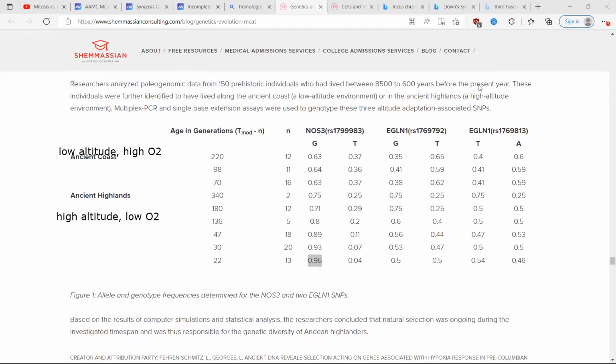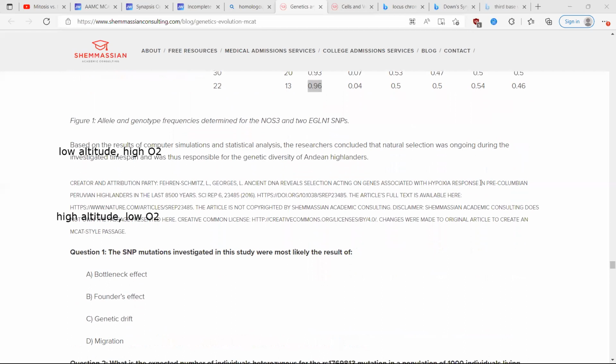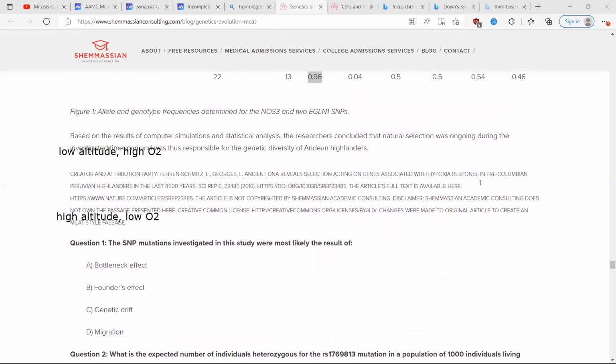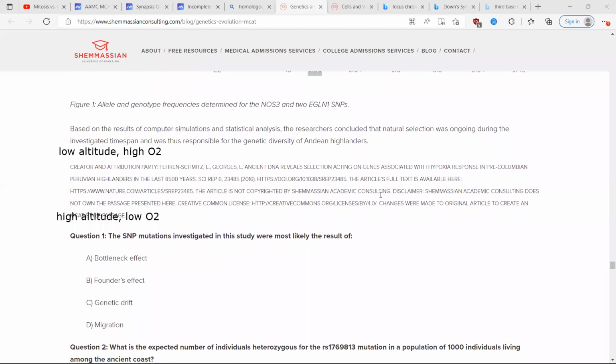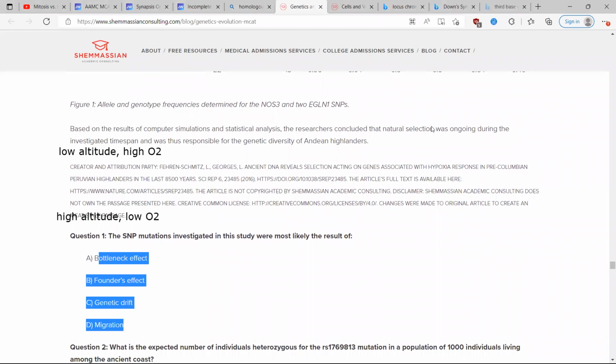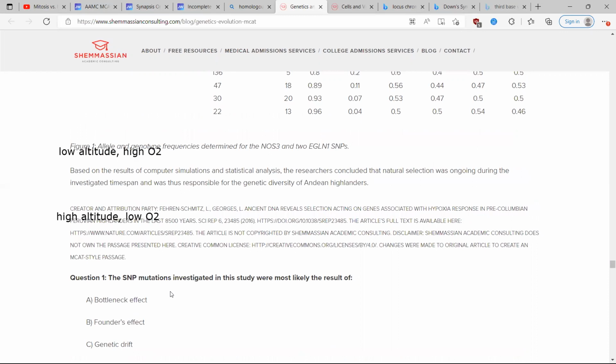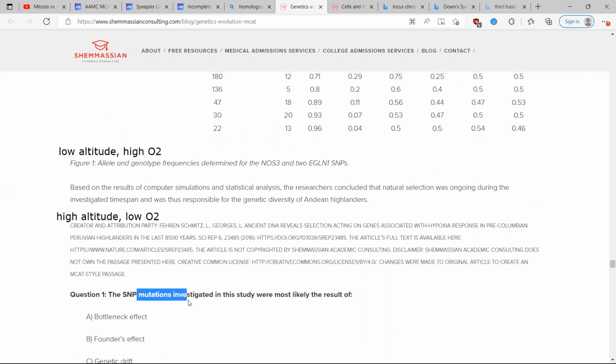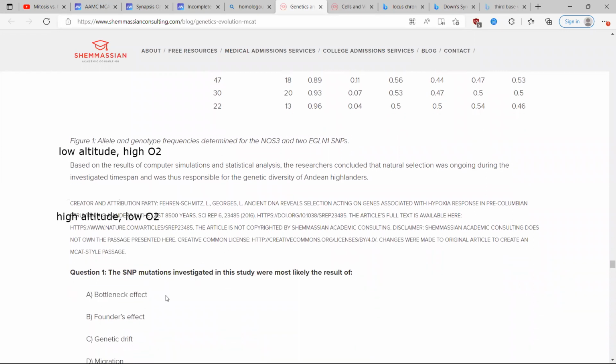So what I want to do is look at the questions first. They're saying the SNP mutations investigated in the study were most likely the result of the bottleneck effect, the founder effect, genetic drift, or migration, right? So we have seen all of these four concepts today. And basically, we should be able to say, okay, this is this because this, and this is not this because not this, right? So they're saying SNP mutations. They're simply talking about the mutations right now. Why did the mutations happen, right?